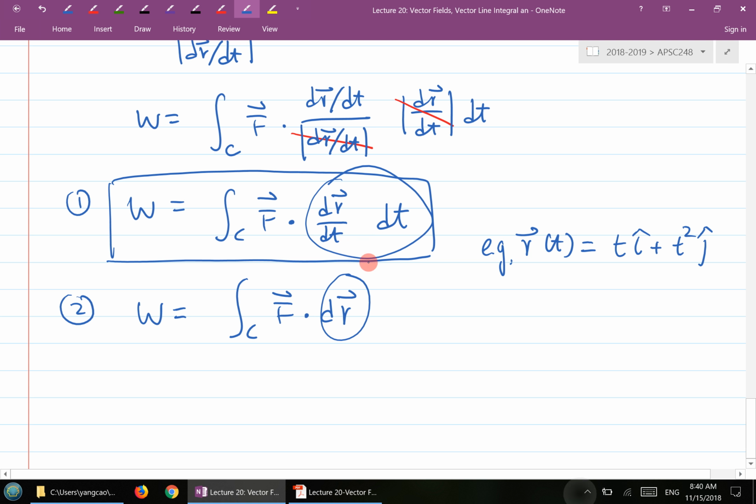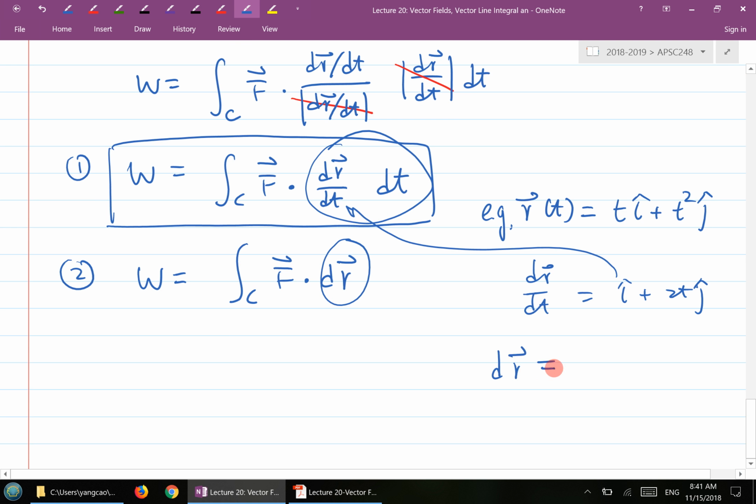If you choose the first one, that's typically what you do, and you won't make a mistake. You do the derivative dr over dt, and you get i hat plus 2t j hat. That makes sense, right? So you plug it in here, times dt, and do the rest of the integration.